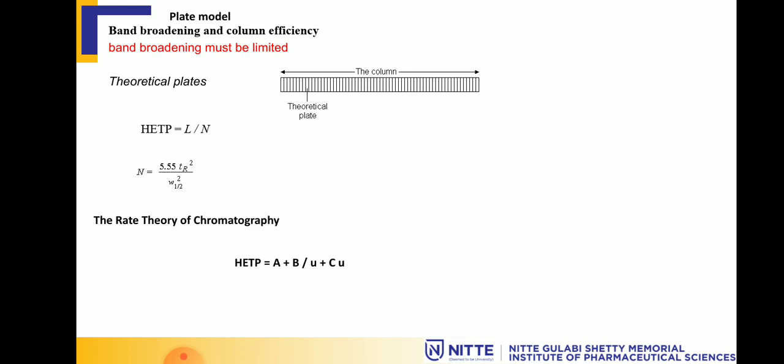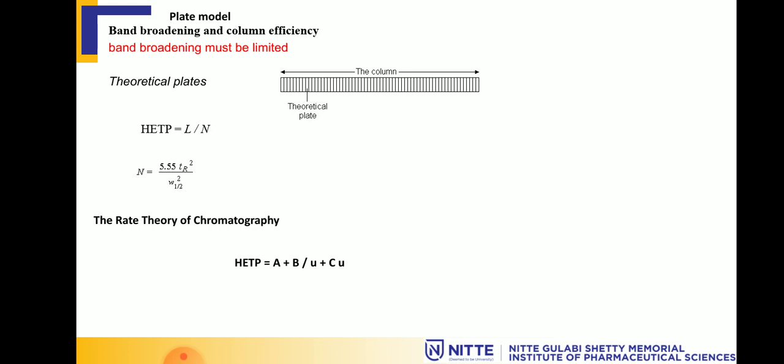So A is eddy diffusion, B is longitudinal diffusion, and C is the resistance to mass transfer. So what is eddy diffusion? If we look into the eddy diffusion, you will come to know that when the mobile phase is traveling through the column, it is not following the normal path, right? The solute will take a different path through the stationary phase at random. So this causes the broadening, right?